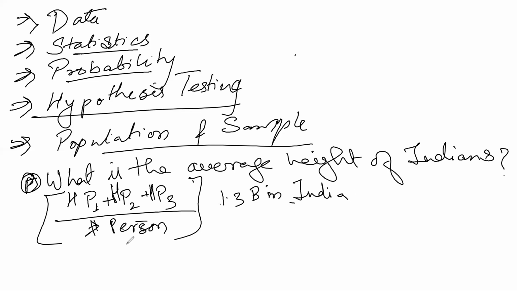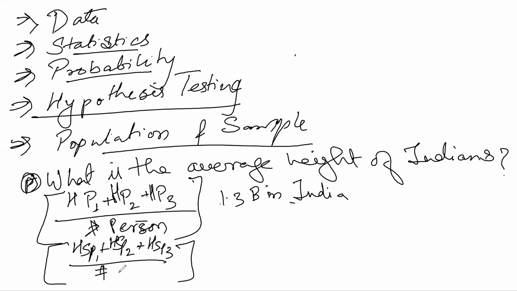So what you are going to do? You are going to take a sample, right? So you will take the height of sampled person 1, sampled person 2, and so on, right? Height of sampled person 3, and so on. And then you will divide it by the number of sampled persons, right? So this will give you an average height. Let's say X bar is the average height, right?